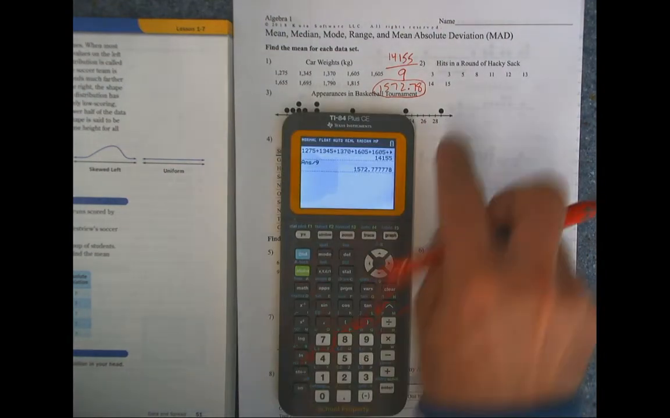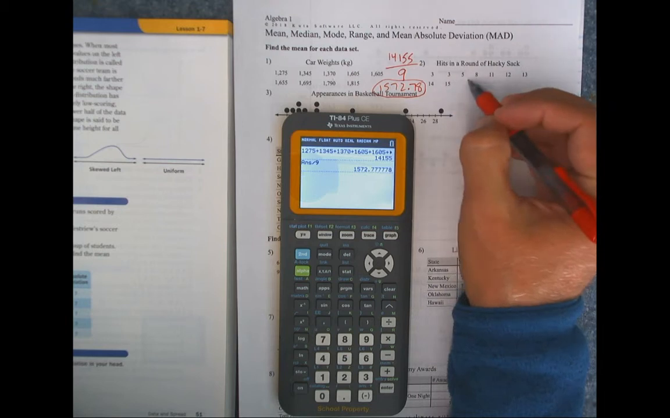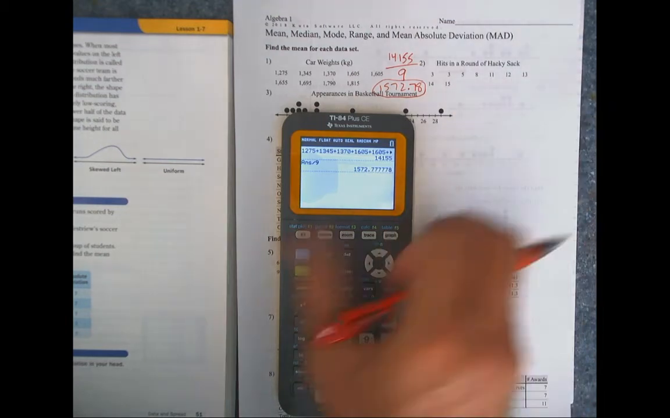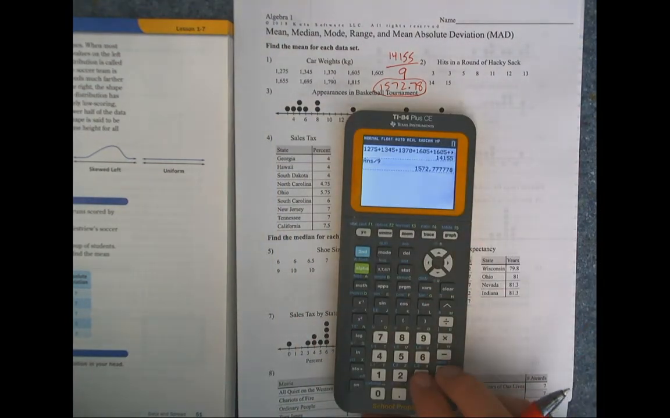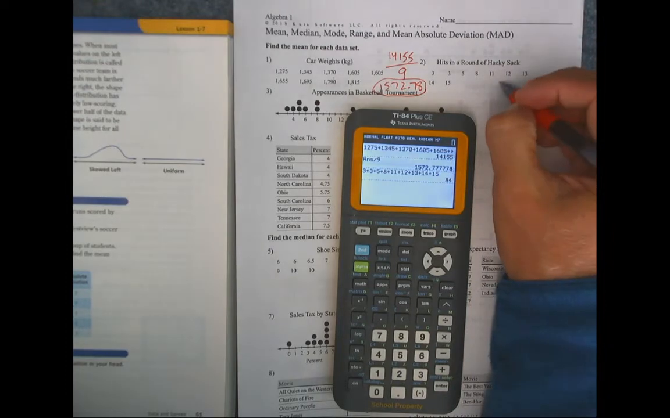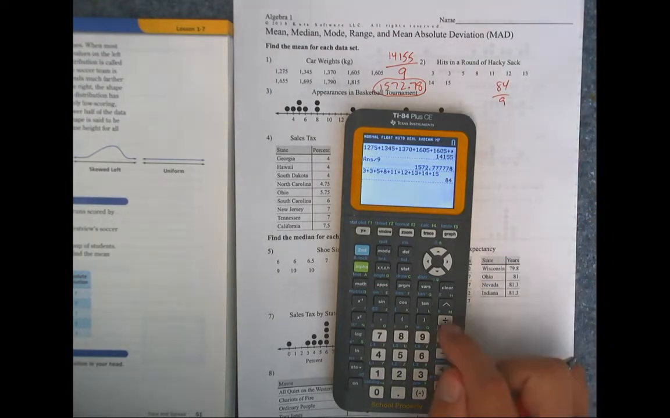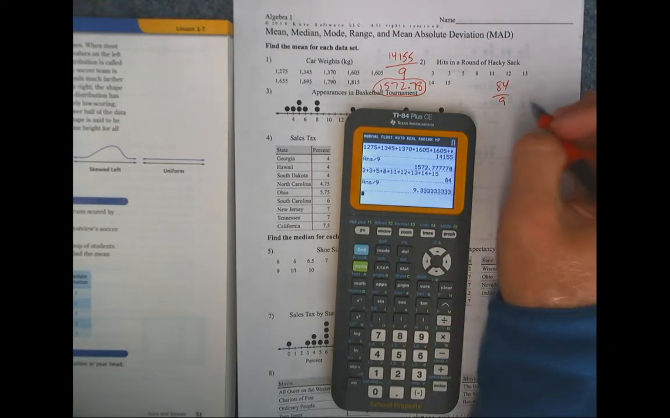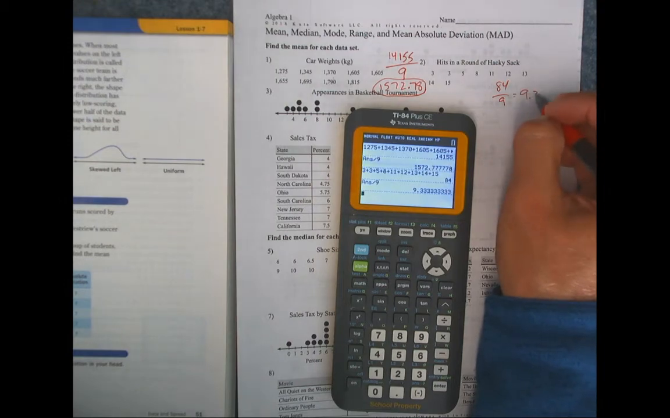Okay, next one. There are 9 again. So we're just adding these up, for a total of 84 divided by 9. And that is 9.3.